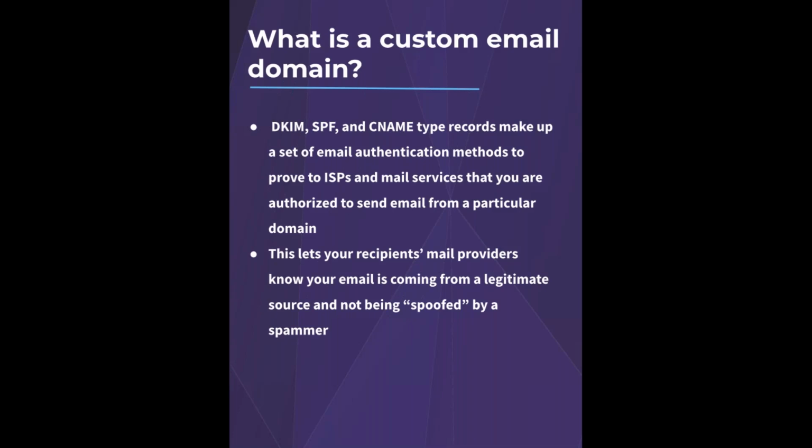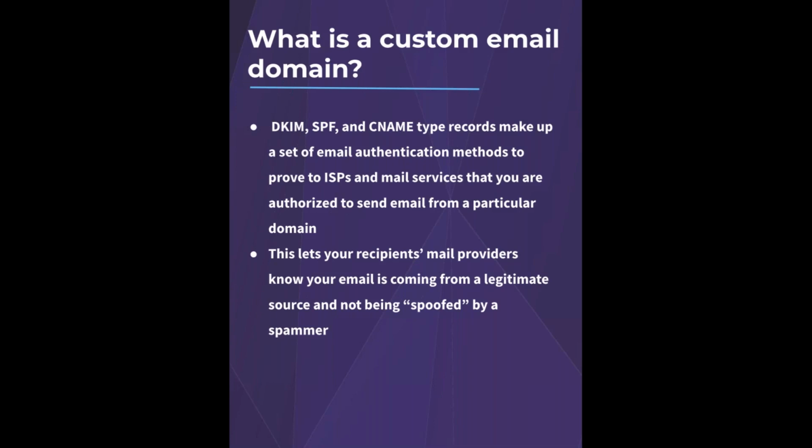A custom email domain is taking your domain. So for example, let's say you're at bestrecruiters.com. Your domain is anything after the @ symbol in your email address. So at bestrecruiters.com, your email would be bestrecruiters.com. That's your domain. And you set that up, and you kind of plug it into CATS. We can show you that there. And it uses 3 different record types: DKIM, SPF, and CNAME.